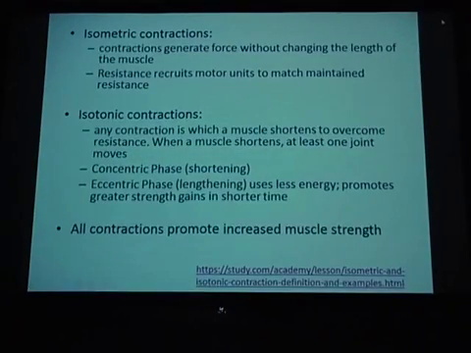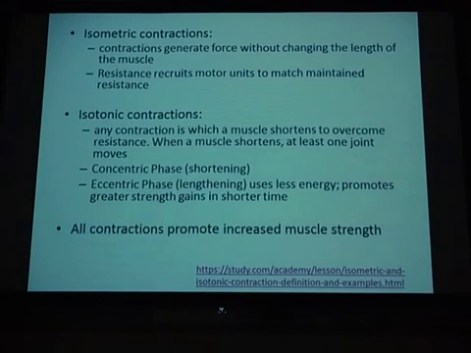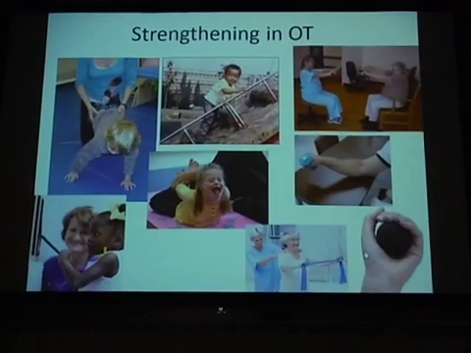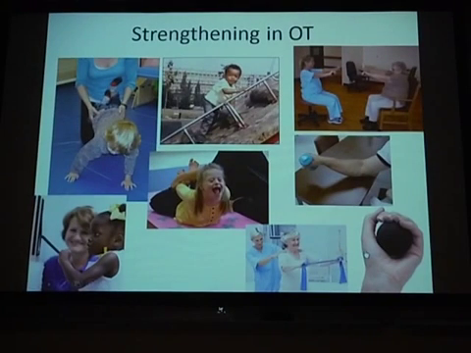Okay, so that is your quick and dirty on isometric and isotonic. And hopefully you've heard those terms before. Again, both of these are going to promote muscle strength depending on how you use them. And thinking about what you're doing in OT, there's a variety of activities that we do to work on muscle strength that are going to involve both isometric and isotonic type contractions.